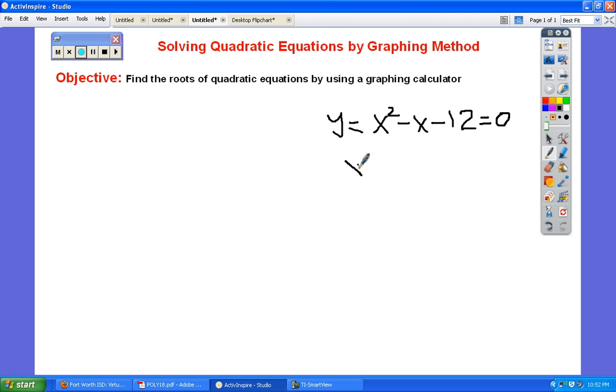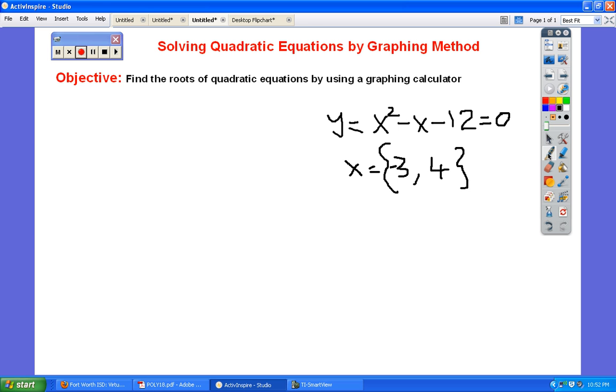x equals -3 and +4. And they cannot get easier than that. And that's simply how you solve a quadratic equation using a graphing calculator.